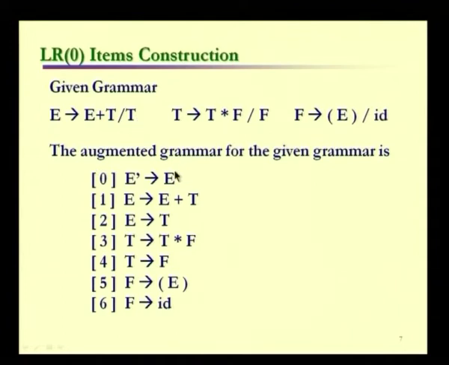First of all, we should find out what the augmented grammar equivalent of that is going to be. I said that we will be introducing a new rule, which is E dash derives E. The rest of the productions are the same. We have just numbered these productions because we want to introduce them onto this parsing table. Because of the space constraint, we use only the numbers rather than writing the entire productions.